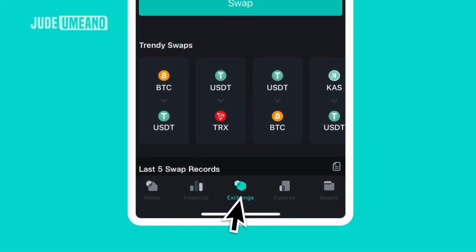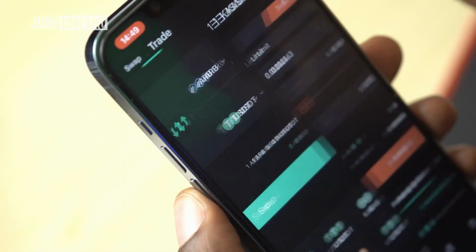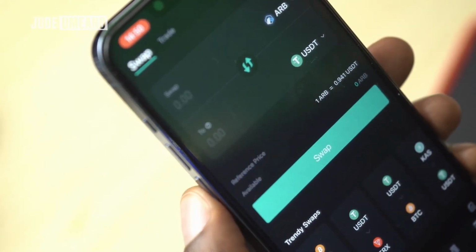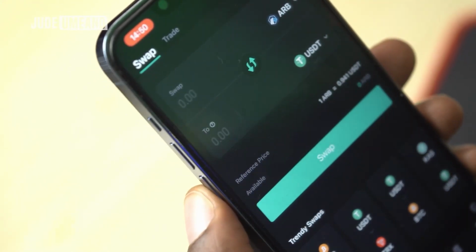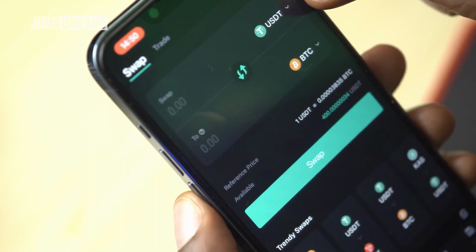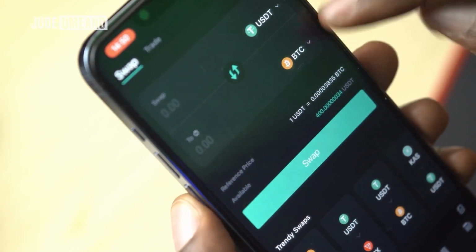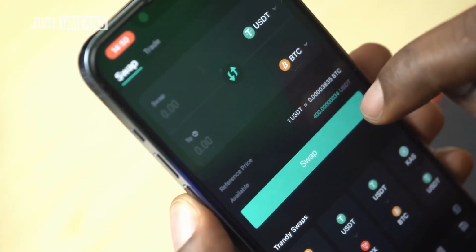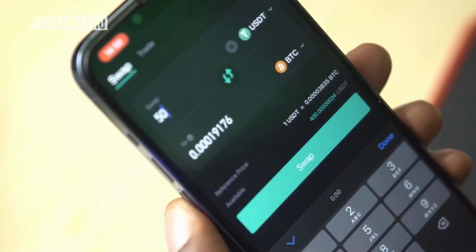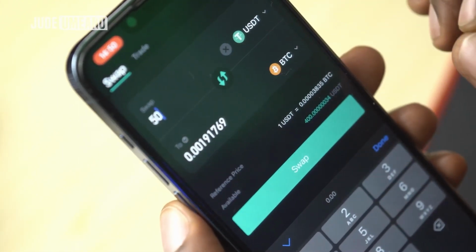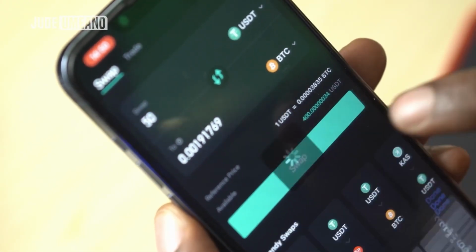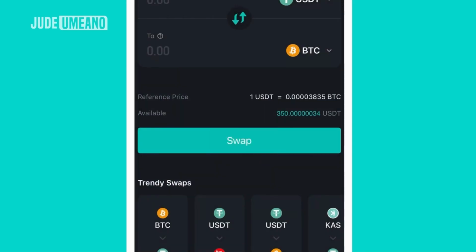Let's go to exchange now. So I can do trade and swap. Swap is quickly converting one cryptocurrency to another, immediately, instantly. Okay, let's say I want to convert USDT to Bitcoin instantly. I just select the coins I want to swap, and let's say I want to convert 50 USDT to Bitcoin. This is the number of Bitcoin it's going to give me, and I click on swap and it does that instantly.